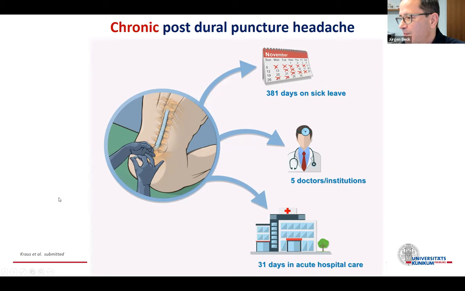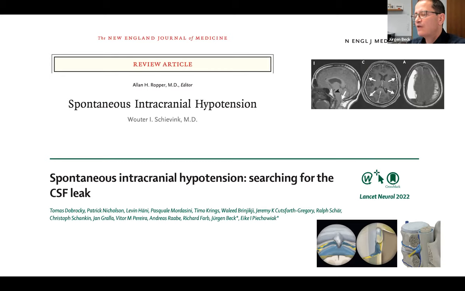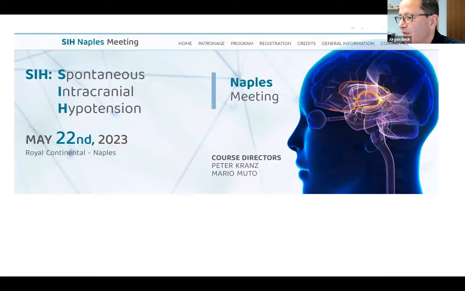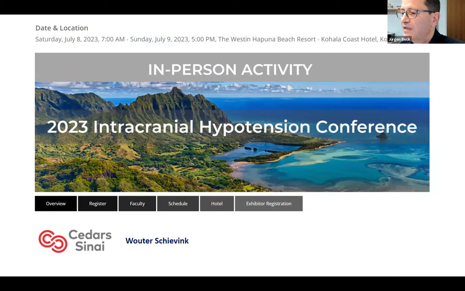So we don't know what's going on in these patients, but this is still another enigmatic sub-entity of this intriguing disease. But I think there's no doubt that this disease exists. You see there are two reviews, one by Walter Schievink in the New England Journal of Medicine, and a couple of weeks later, one in The Lancet, all about SIH and finding the leak. And there are many, many meetings popping up. The one I'm aware of is an excellent meeting in Naples in a couple of weeks. And there is a beautiful meeting by Walter Schievink in Hawaii during summertime.